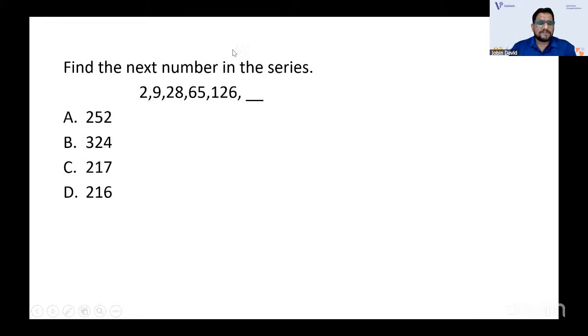Next one. Find the next number in the series. Now you have a series question. This is a very easy question. Number series questions definitely follow a pattern, so you should understand the pattern. What all things do you have? You have 2, 9, 28, 65, 126, and then a dash.